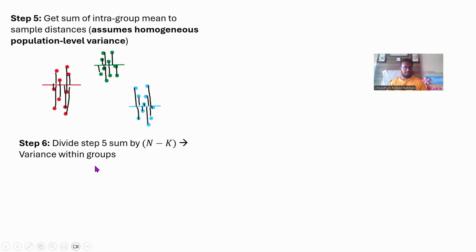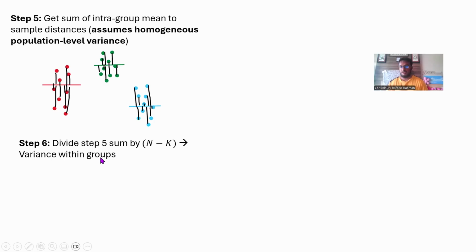Next step is step 6, where we divide this step 5 sum by n minus k. So n is the total number of samples and k is the number of means, right? So this is 3 in this case. So why do we divide by this? As I said before, for the variance, we need to divide by degrees of freedom, and this is the degrees of freedom when it comes to the number of samples, right? And so this is going to be called variance within groups.